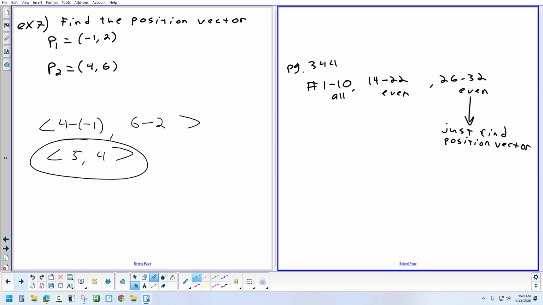Okay, so 1 through 10, all 14 to 22 even. On the 26 to 32, they're asking you to do a couple things. You're not going to be able to do the second thing because I haven't taught you how to do it yet, unless you already know how to do it, but just find the position vector on 26 to 32. All right, you've got about 15 minutes. So please use the time to try to get a little bit of something done. Also, I will be after school this week on Thursday.